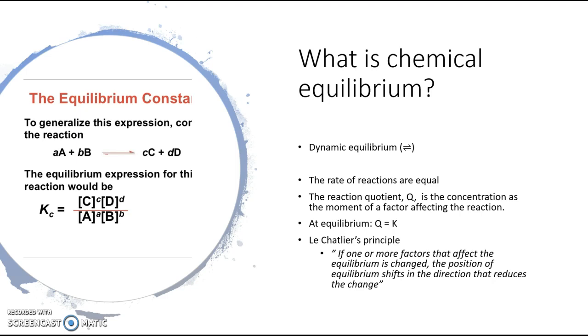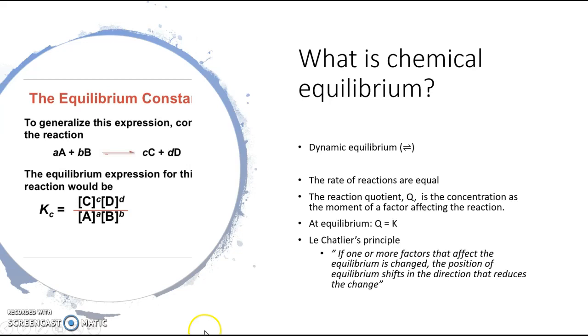And a chemical equilibrium is a reaction where the reactants can become products, but the reaction can also go the other way, so that the products can become reactants again. This is what we call a dynamic equilibrium, where these two reactions happen at all times.